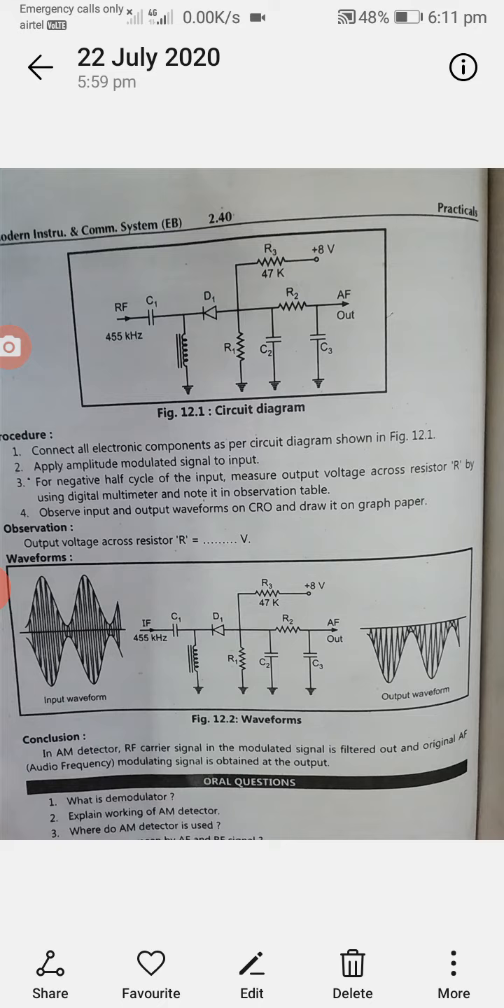There is an assignment for you. Write down in your copy and show me later on. What is a demodulator? Explain the working of an AM detector. And third one is, where is an AM detector used? What do you mean by AF and RF signal? What is the range of AF signal?